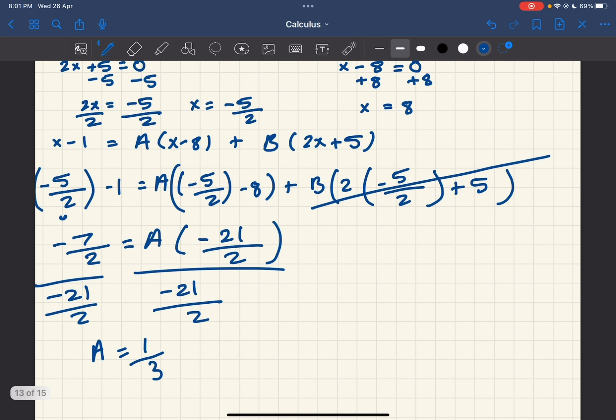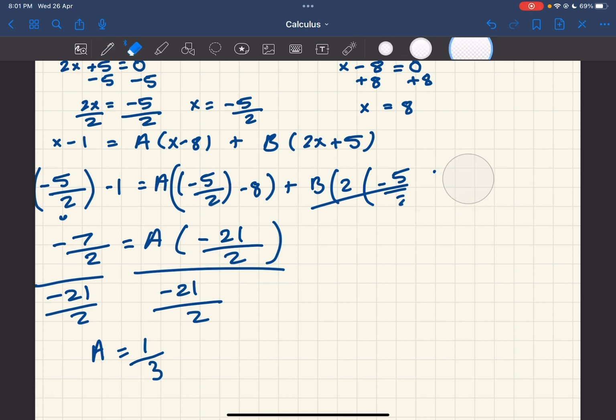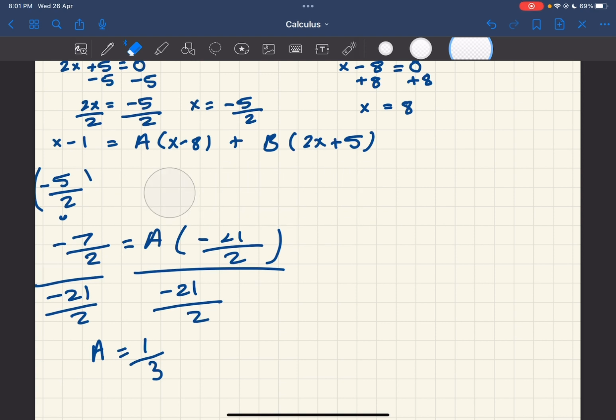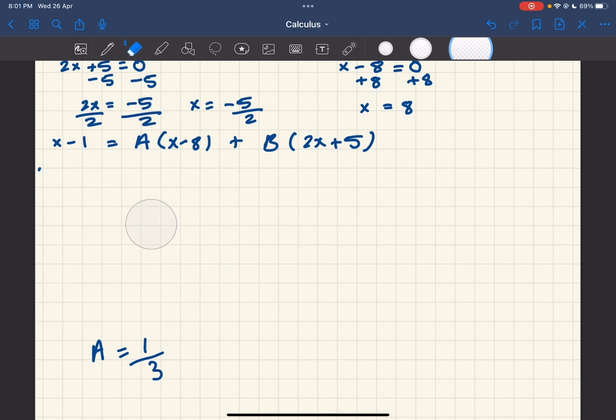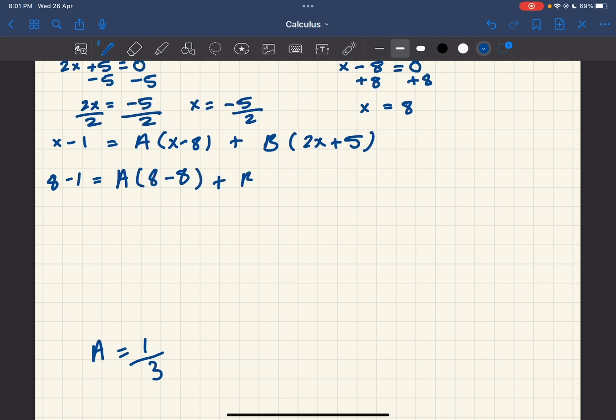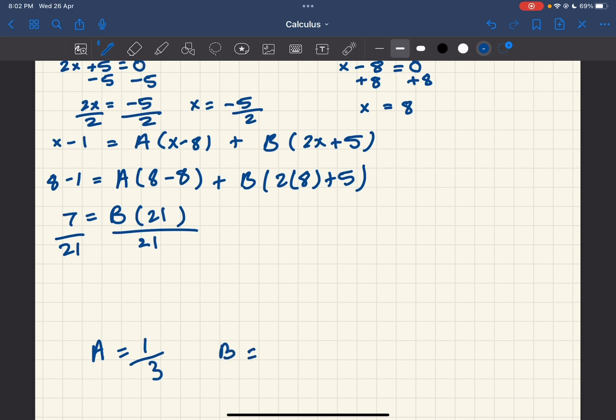Okay, now that we have what a is, we're going to find b by substituting the next value of x, which is 8. So let me just do that here. Instead of x, we're going to write 8. So 8 minus 1 equals a times 8 minus 8 plus b multiplied by 2 multiplied by 8 plus 5, which gives us 7 equals 21b, and then we divide 21 on this side and 21 on this side, which leaves us with b equals 1 over 3.